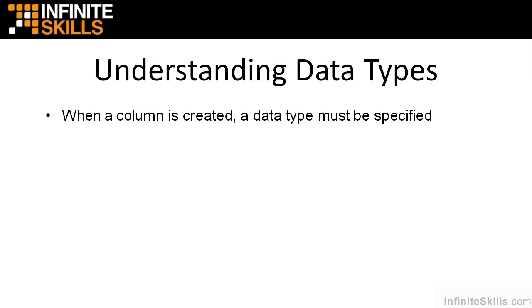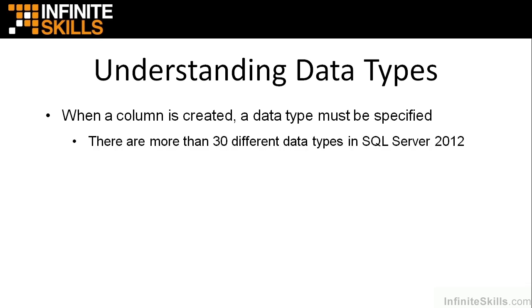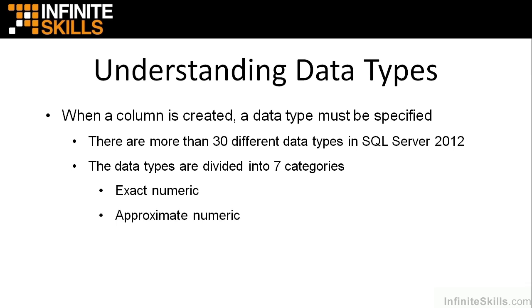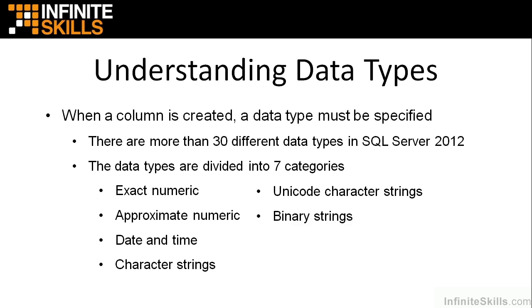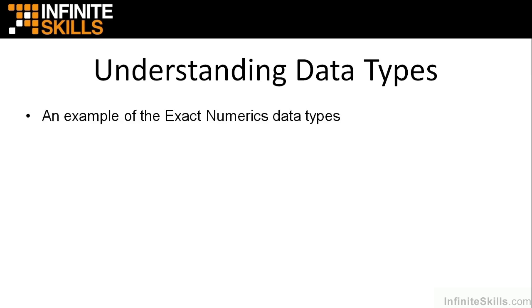Now, when your database designer created a column, they had to specify a data type. There are more than 30 different data types in SQL Server 2012. And while you're maybe not a database designer or architect, the fact that you're going to be writing queries on these things means you need to understand these data types and the implications of them. The data types are divided into 7 major categories: exact numerics, approximate numerics, date and time, character strings, Unicode character strings, binary strings, and then there's an other category that's kind of a catch-all for anything that doesn't fall cleanly into the other 6 categories.